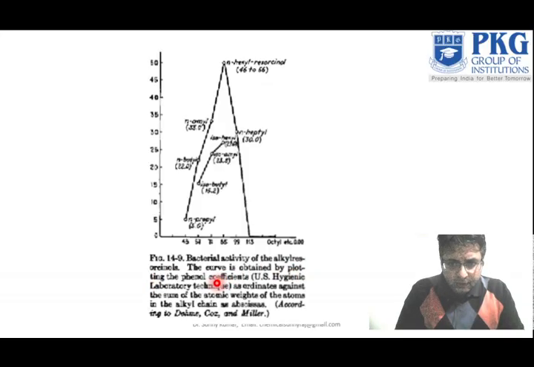The curve is obtained by plotting the phenol coefficient, these are the ordinates, against the sum of the atomic weights of the atoms in the alkyl chain. So these are n-butyl and amyl. These are the different points shown here, which are tabulated in table 14.8. You are seeing this, so this is according to the atomic weight.